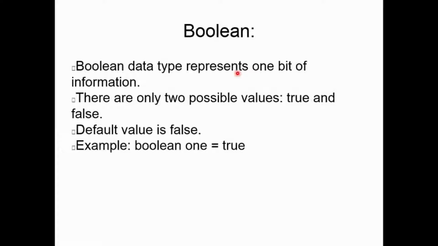The next data type is Boolean data type. It is used to represent one bit of information. There are only two possible values, true and false. Its default value is false, and to declare Boolean variable, we use the syntax as shown on your screen.